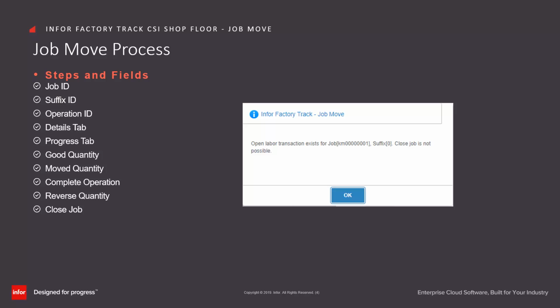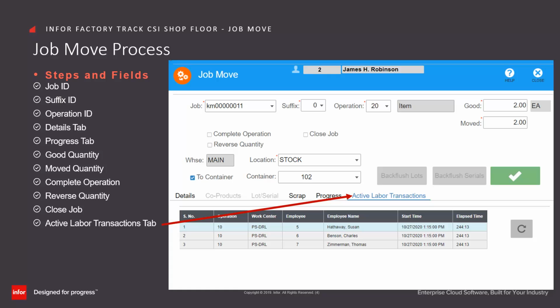Additionally, note that for both the complete operation and the close job options, Factory Track performs a validation to determine if there are any other activities in progress for that operation and/or any operation on that job and provides an appropriate error. In addition, Factory Track enables the Active Labor Transactions tab to display details of these running activities.